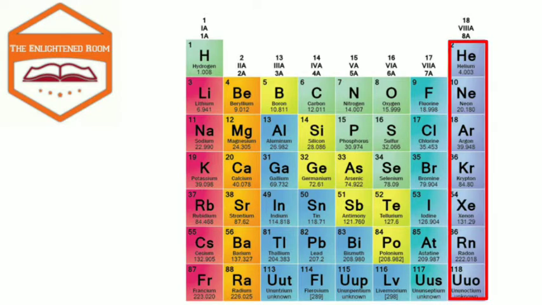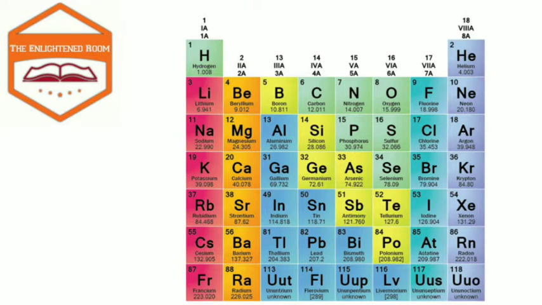Now the elements of group 18 are known as inert gases or noble gases, or you can also call them the rare gases of the atmosphere. So there are in all 50 representative elements in the periodic table. Now this was all about groups 1 and 2 and groups 13 to 18.